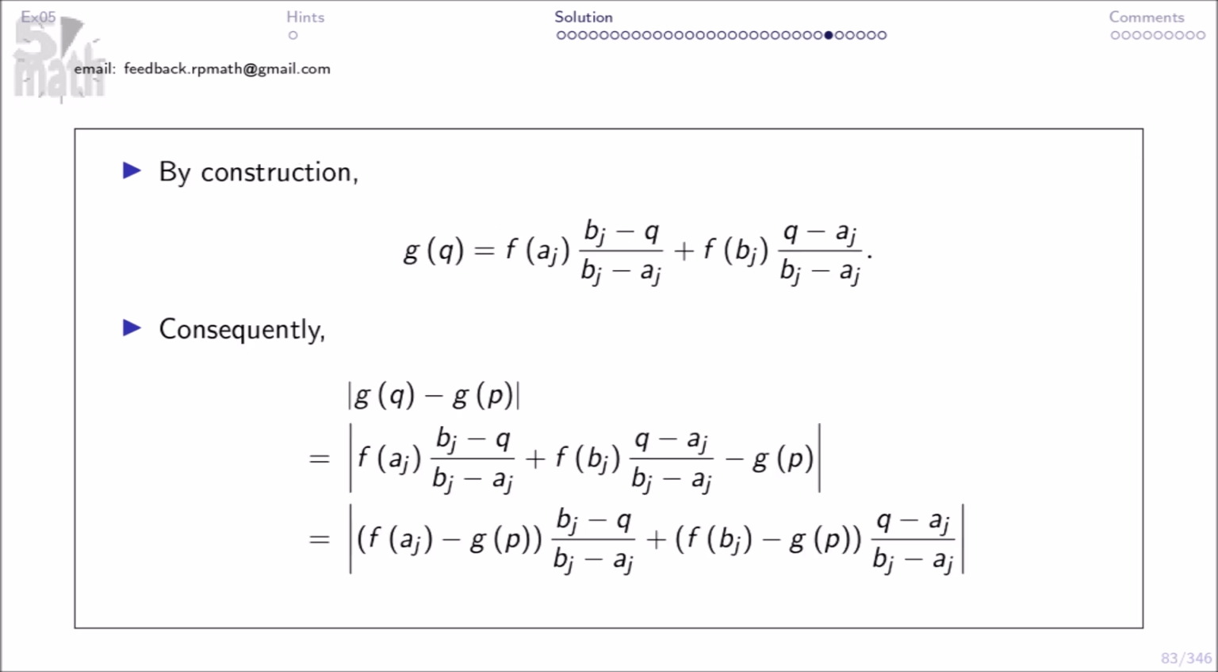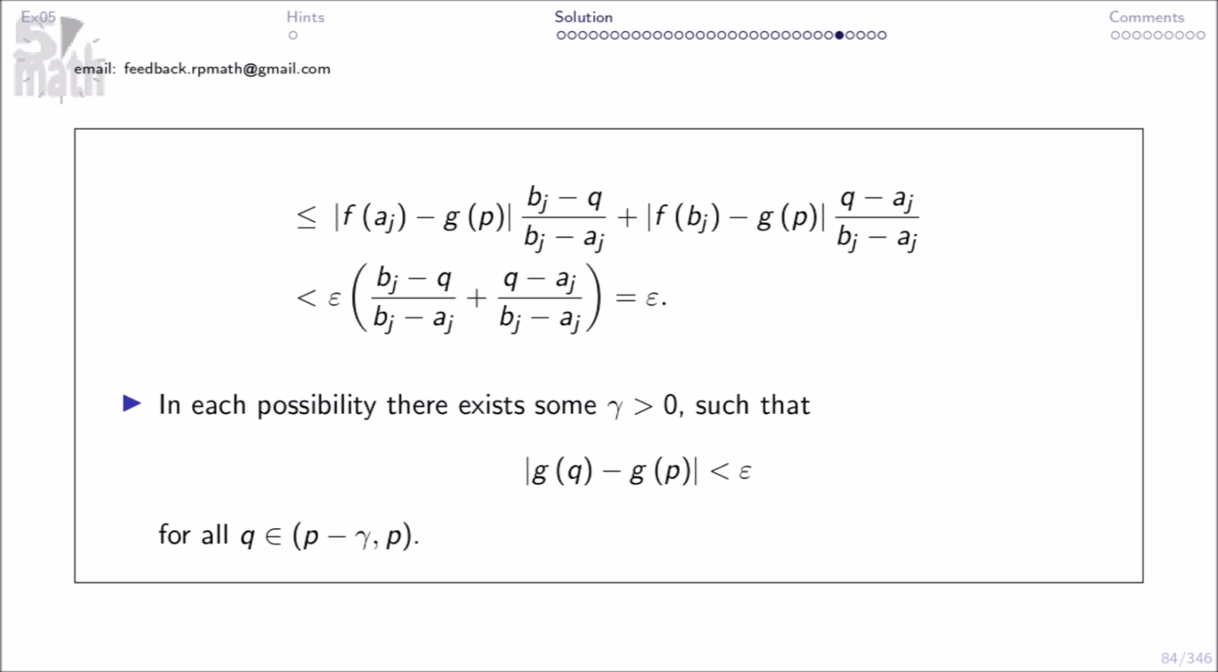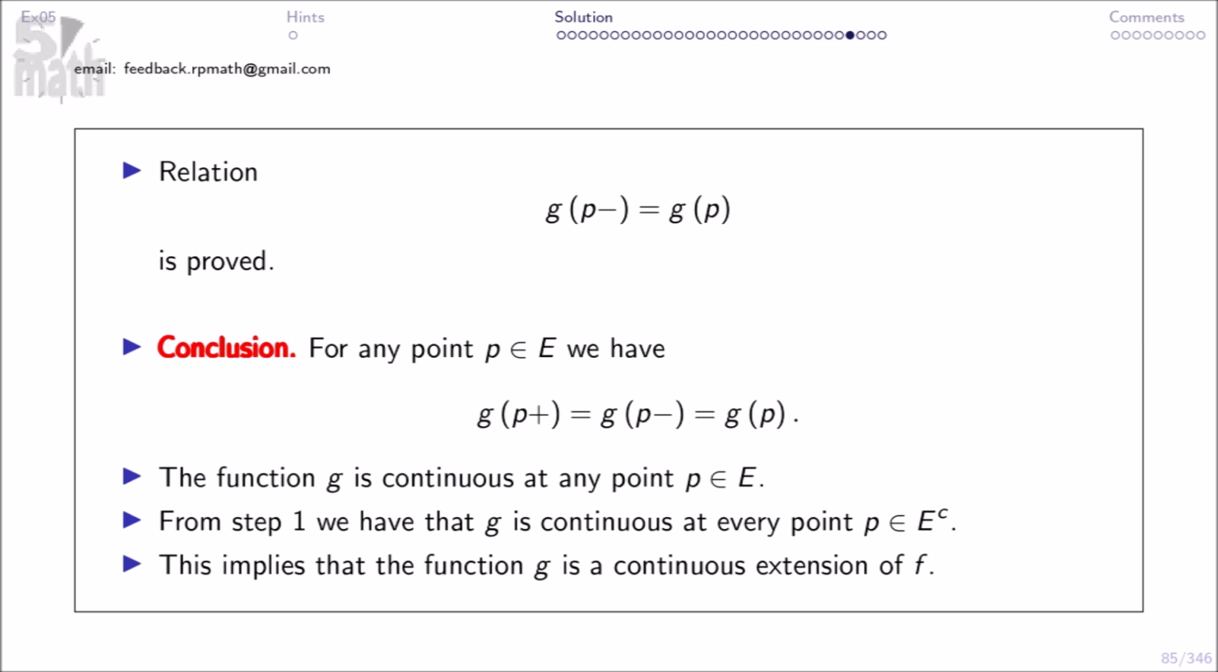By construction, g of q equals this. Consequently, we have the following. And continuing, in each possibility there exists some gamma greater than 0 such that this, for all q in p minus gamma to p, exclusive. Relation g of p negative equals g of p is proved.